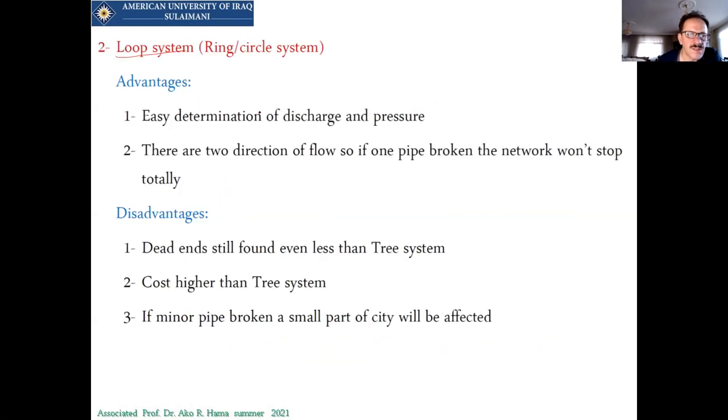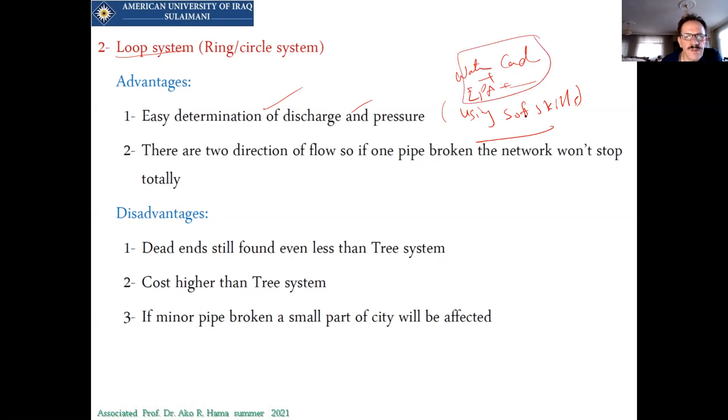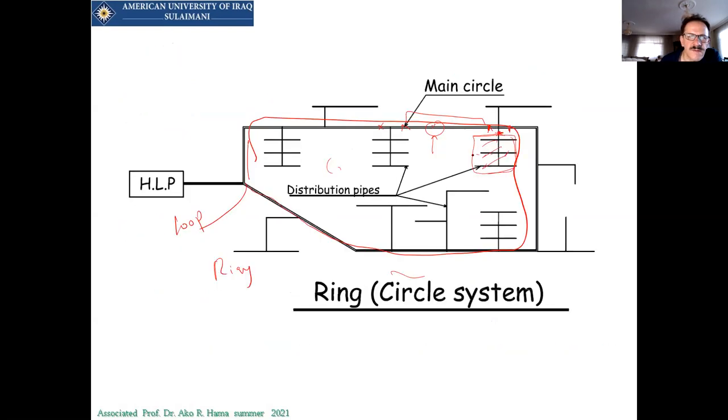Now, determination of the discharge and also the pressure will be easy. And usually we are using software in this area. It means I will use WaterCAD and sometimes EPANET. I will use other software that helps us find the flow, the diameter in the pipes, and the velocity. There are two directions of flow. Yes, like what I said, if one pipe is broken, you can have another direction. So this area, you can have water from this way or from this way. If this pipe is broken, there will be another way to reach water to this area, okay?